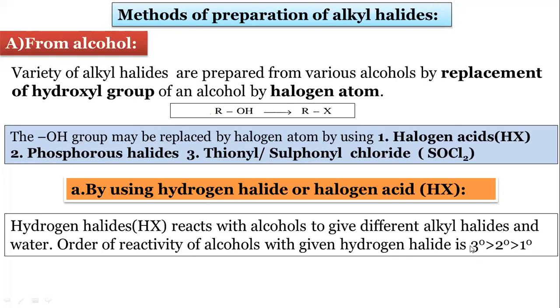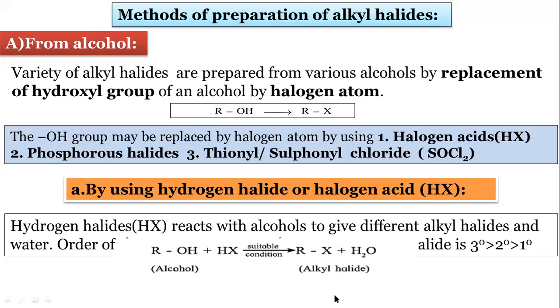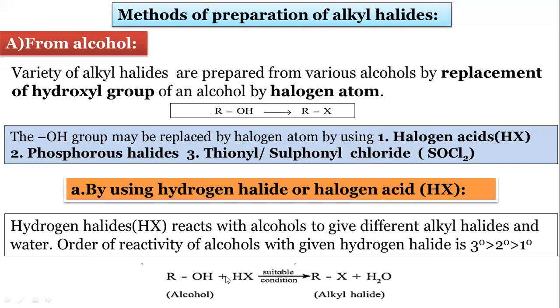Because the carbocation, meaning carbon having the positive charge, becomes more stable. So tertiary alcohols react very fast. Then secondary, and last one is primary alcohols. ROH, HX, and suitable condition. This is the general reaction shown, how the halogen acid reacts.